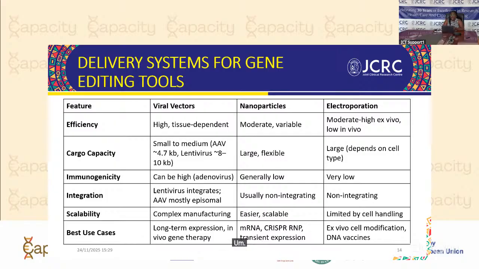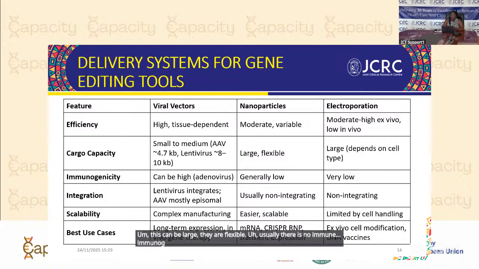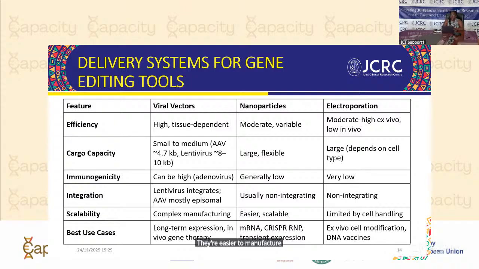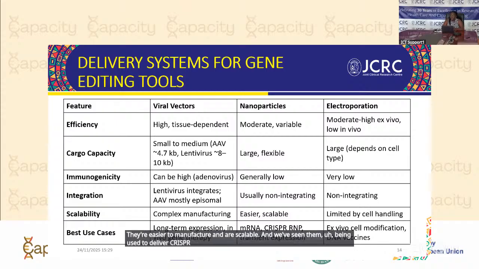Then other delivery systems for gene editing tools are nanoparticles. These can be large, they are flexible. Usually there is no immunogenicity towards them, and they are usually non-integrating. They are easier to manufacture and scalable, and we've seen them being used to deliver CRISPR and mRNA.